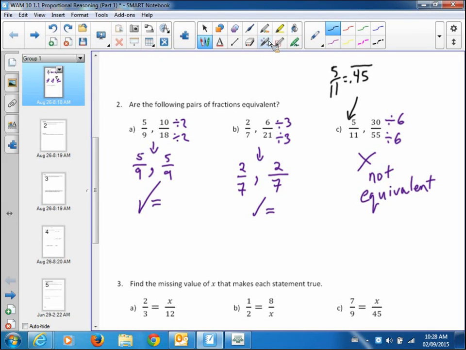But if I type in 30 out of 55, that's actually 6 out of 11. 30 divided by 55, we get 0.54, 54, 54. That's a little different. Almost the same, but it ain't. 54 cents is different than 45 cents. So that's how you know they're not equal. You can always double check with a calculator. Just remember, a fraction also represents division.